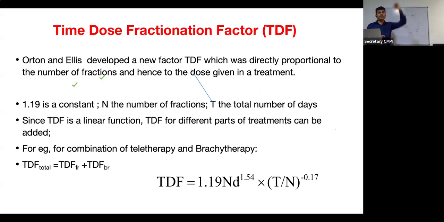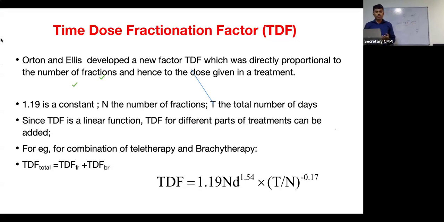And based on the NSD model, with certain other curve fitting, Orton and Ellis developed a time dose fractionation factor. They call it TDF, time dose fractionation factor. Mainly, the input is taken from the NSD model. The TDF equation they derived is, you can see in my slide, TDF is equal to 1.19, that is a constant, times d raised to 1.54, times T by N raised to minus 0.17. So this is the TDF factor.